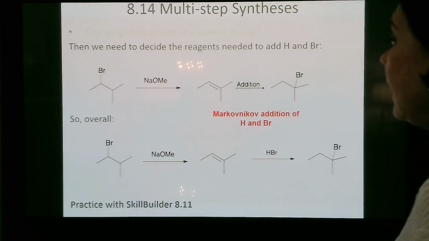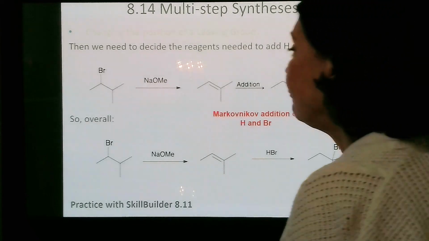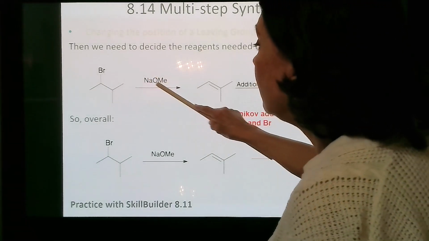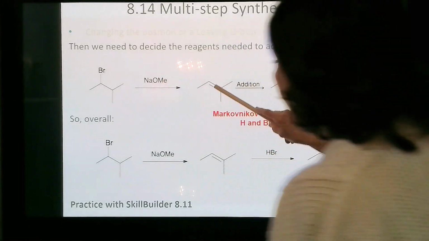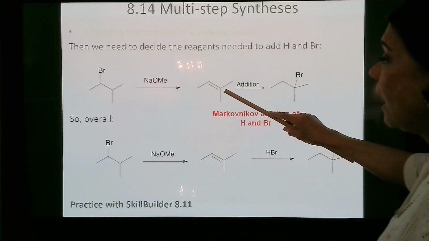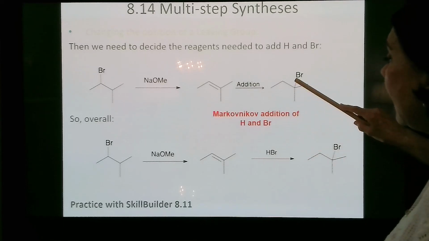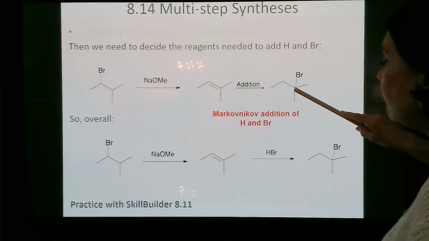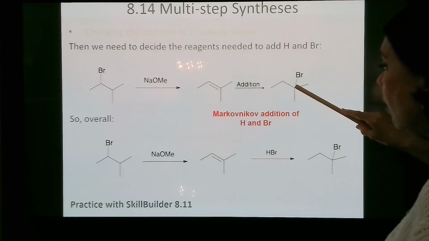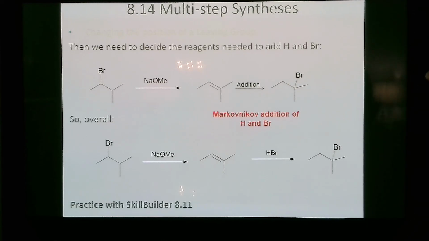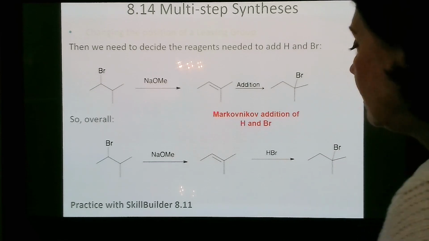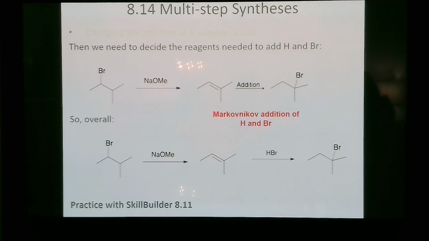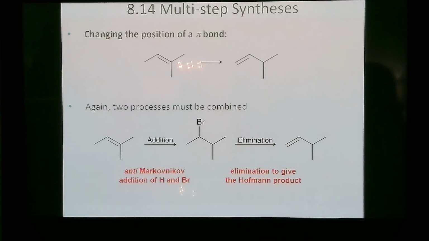So now let's look at what you've got. You're going to use the less bulky base so that you can get the more highly substituted alkene, and then you're going to use the Markovnikov addition of H and Br, hydrogen bromide addition. And so this is going to be the solution to that problem.